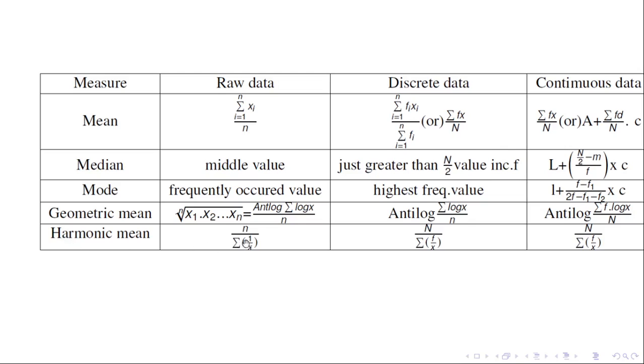Generally, the harmonic mean is given by n by sigma 1 by x. This sigma 1 by x by n multiplies the denominator. For grouped data, it is n by sigma f by x. Here, x is the value of the variable, or the mid value of the class limit.